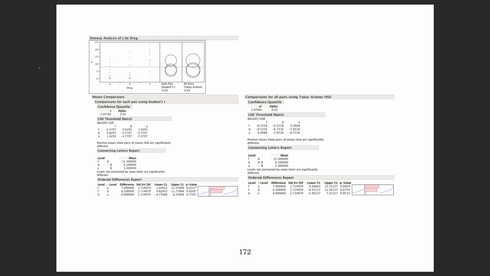So this is warning us that actually, if we take into account the multiple tests, yes, it does appear that at least drug A is better than the placebo, but it's not clear whether drug D is better than the placebo.